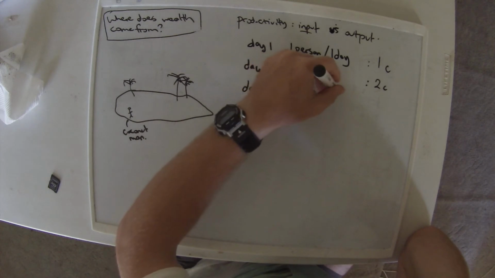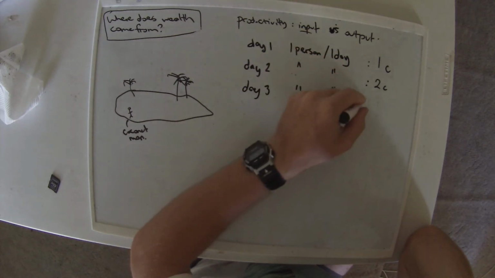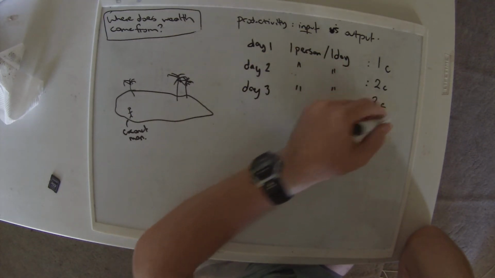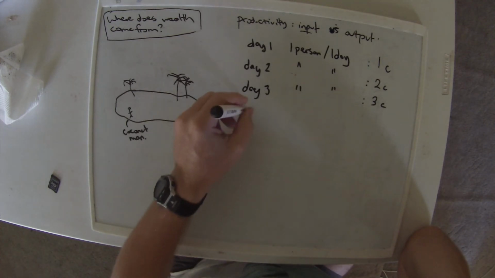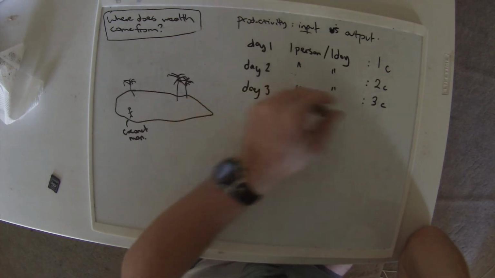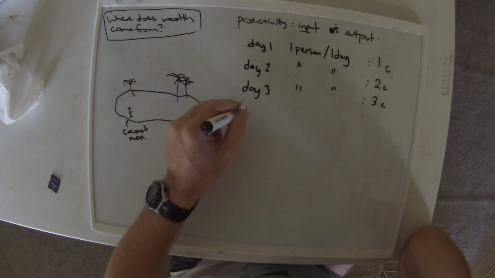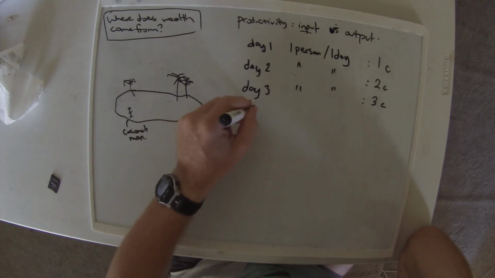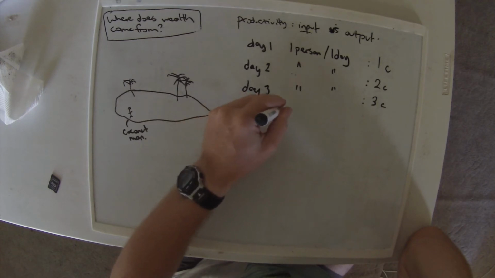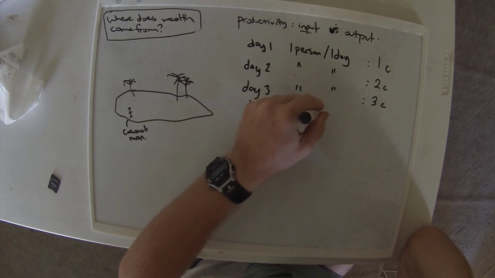Same inputs, just to make it easy so we can see our productivity. And on day 3 he gets 3 coconuts. So if he only harvests this amount of coconuts forever and ever and amen afterwards, what's going to happen to him? He's going to survive, isn't he? This is his kind of break-even point, or bare minimum.